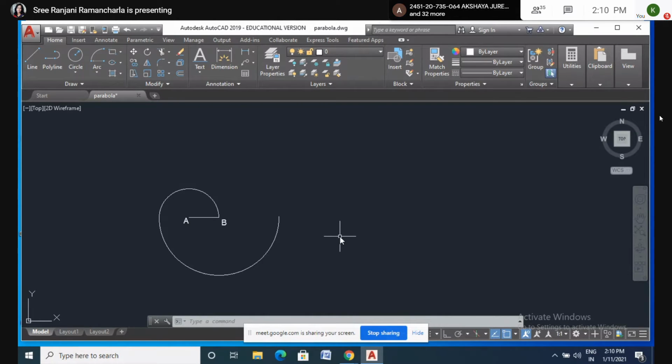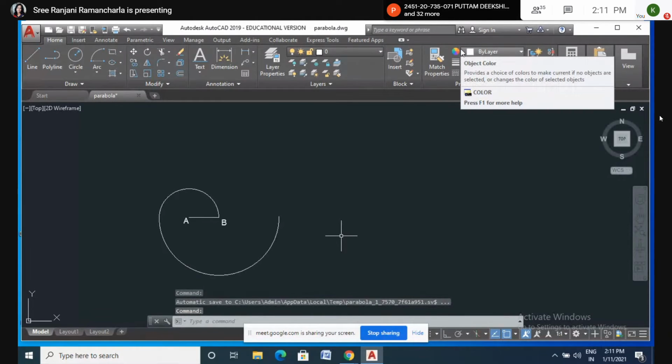So please write down the definition. Involute. Write it in capital letters. Are you all writing? Right. Involute.